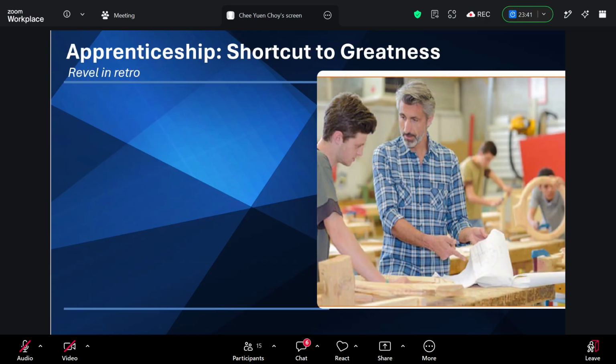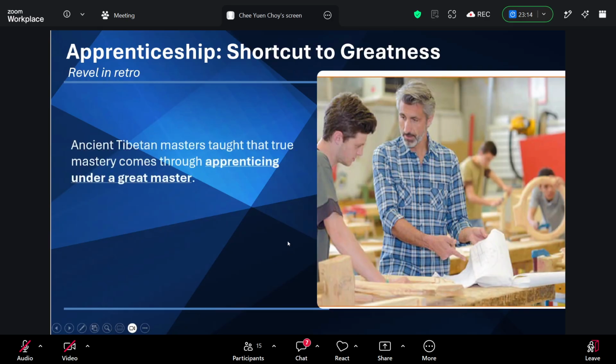So according to Casey Michael, this is the shortcut to greatness. At first, I don't know why this is a shortcut to greatness, but in the teaching earlier, he mentioned that he very much appreciates this type of method, where you have a master and you learn from the master in great detail what the master does. In ancient Tibet, masters were taught that true mastery comes through apprenticing under a great master. So they always looked for the great master.